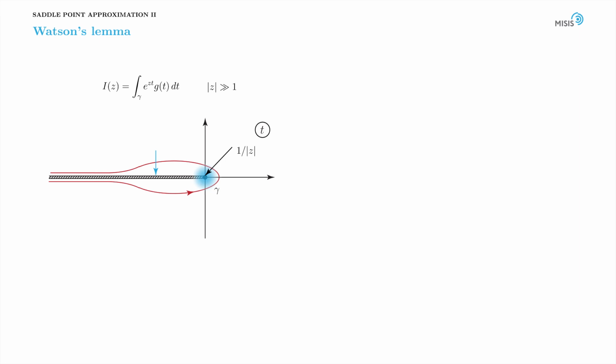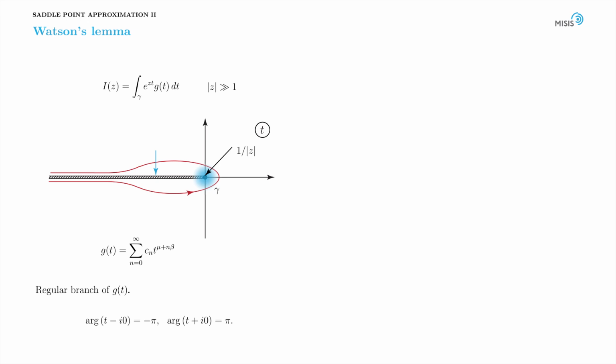In the spirit of the previous asymptotic expansions, we expand the pre-exponential function g of t near the origin. Quite generally, expansion may look as follows, where mu and beta are some arbitrary parameters. The regular branch of g of t is defined as follows. Then the integral can be reduced to the sum of gamma functions.